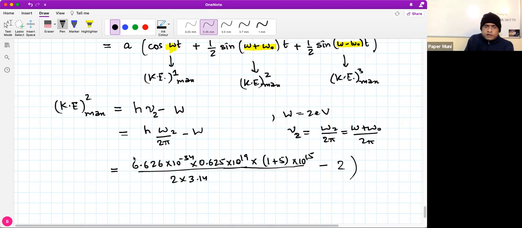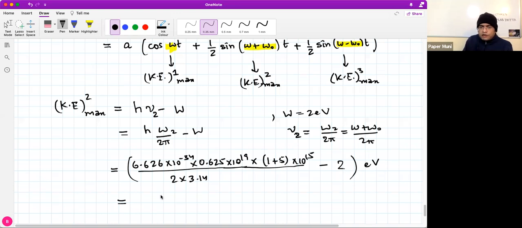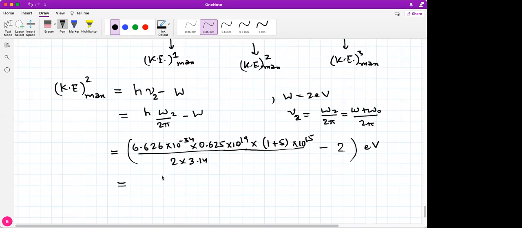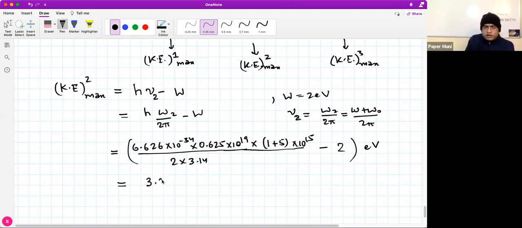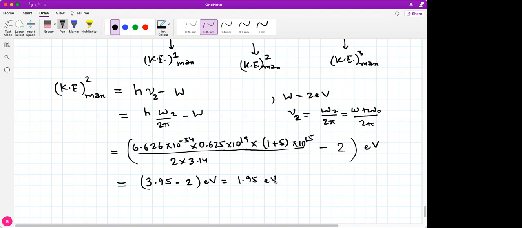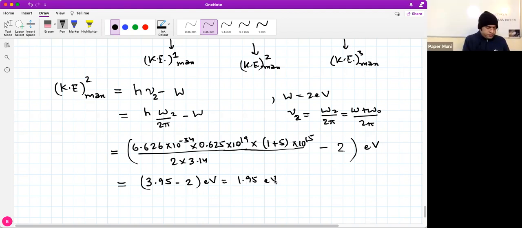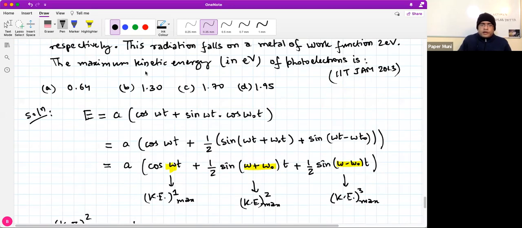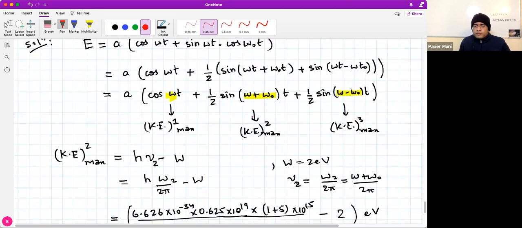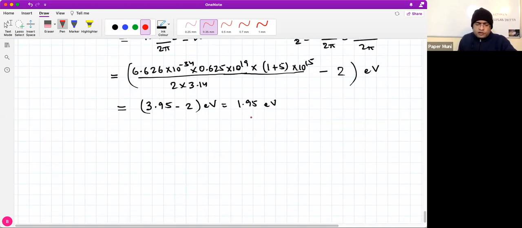So if you solve them, can somebody give me the answer here? I have not calculated it. 3.95. Sorry? 1.95 is the answer. 3.95 minus 2. So this is 1.95 eV. I hope this is the correct answer here. This should be the correct answer, I guess. I hope everybody is getting the same answer. So you have to be a bit careful about these things.